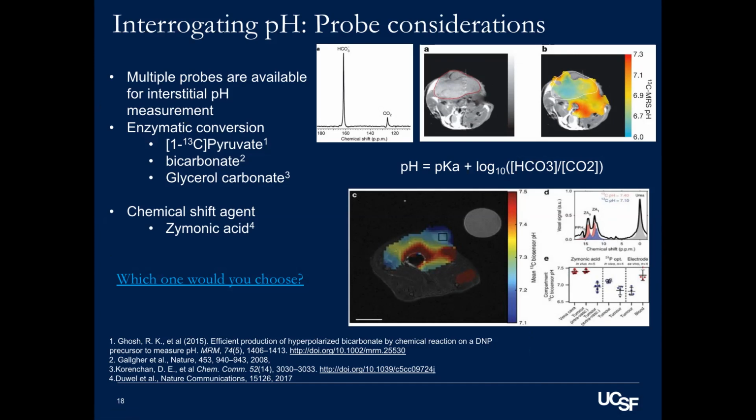Based on this minimal information, which one would you choose? Or what are the few key things you would want to look at, without really going into the details of anything? How would you go about it if you want to measure pH using hyperpolarized probes in your specific tumor system, for example? What are the first few things you would want to look at?